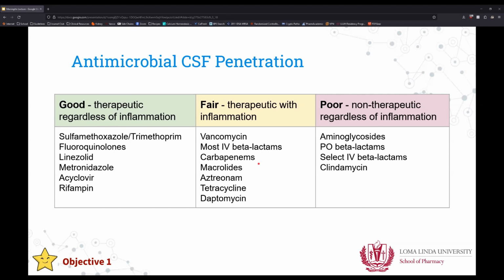And then in our poor category, this is going to be non-therapeutic regardless of the presence of inflammation. This is going to be aminoglycosides, oral beta-lactams, and then select IV beta-lactams. So this can include Zosyn, or piperacillin and tazobactam combination, and then clindamycin as well.